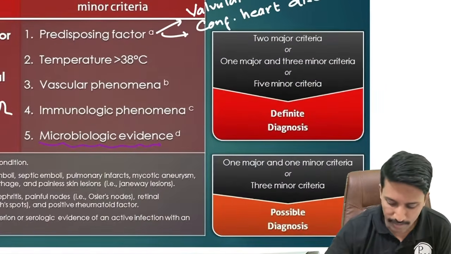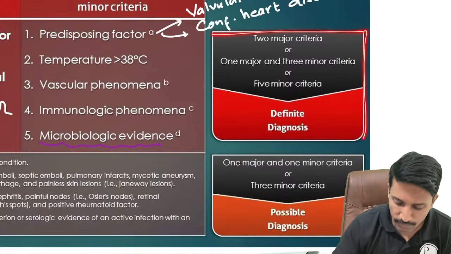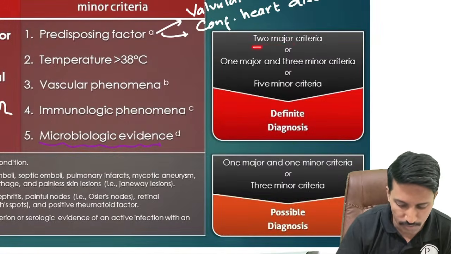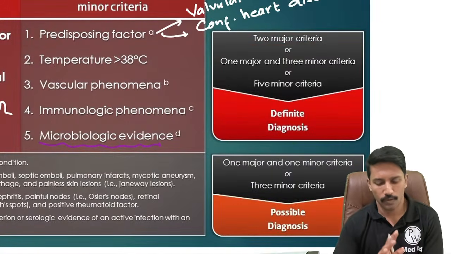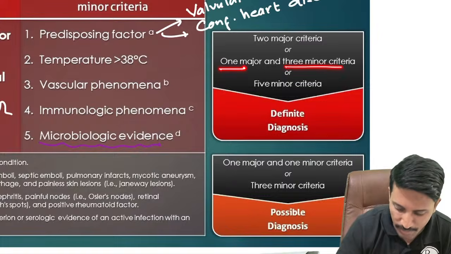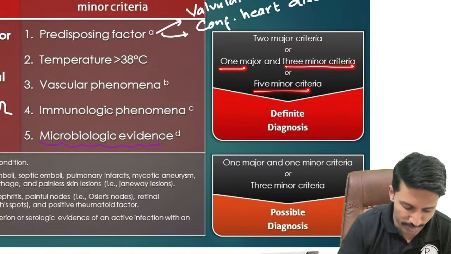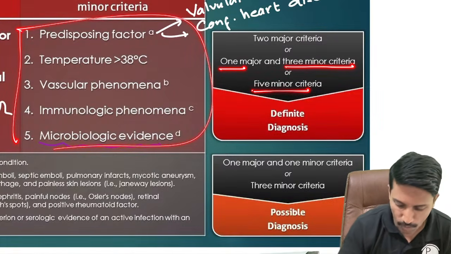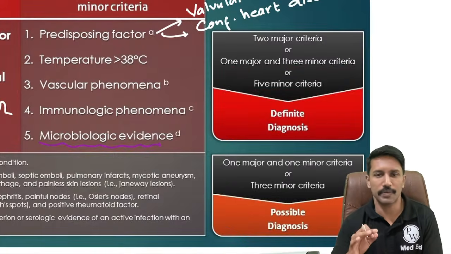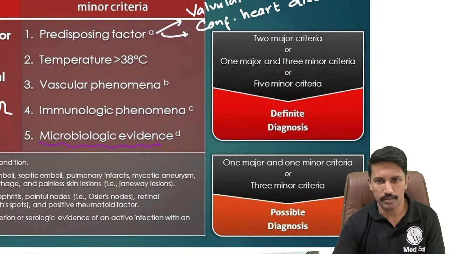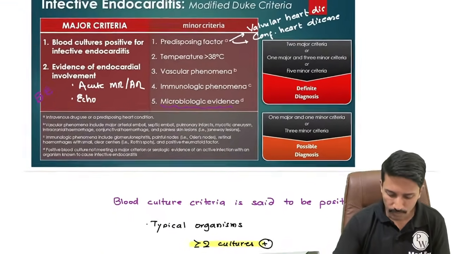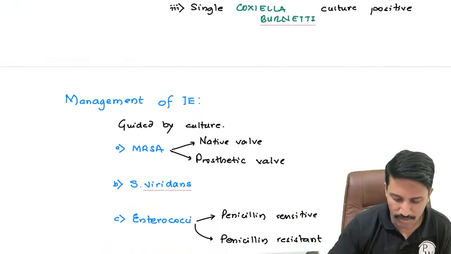Then how do I make a diagnosis? A definitive diagnosis of infective endocarditis is made when 2 major criteria are present, or 1 major and 3 minor are present, or 5 minor. There are only 5. They are all present. Then we will call it as definitive infective endocarditis. Okay. So that is our diagnostic criteria.